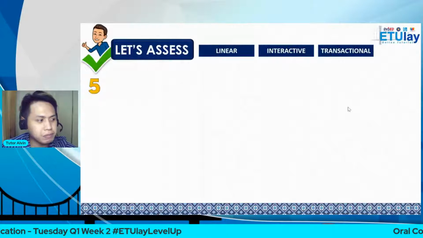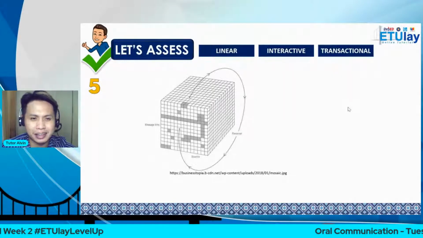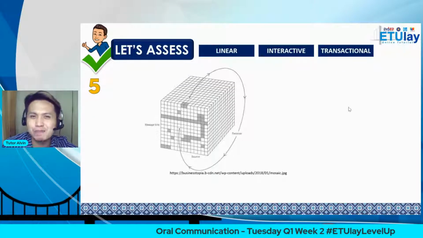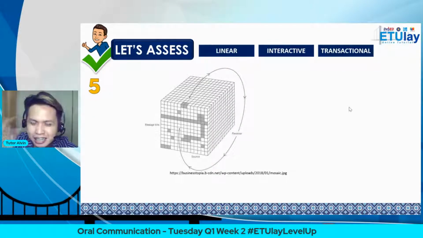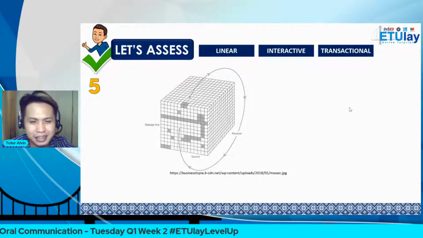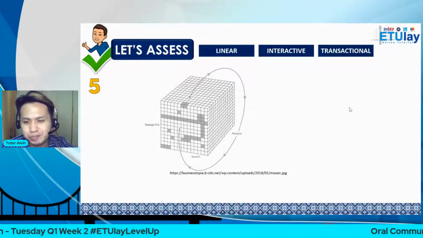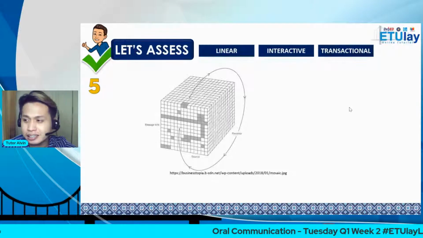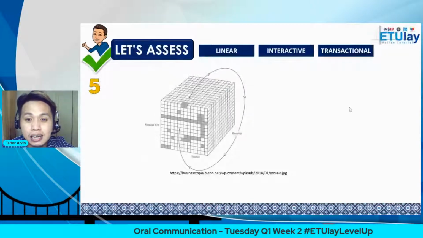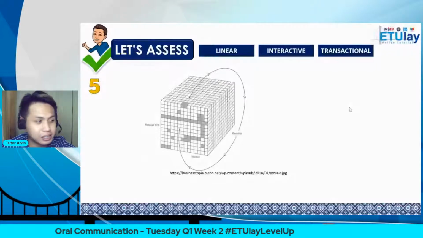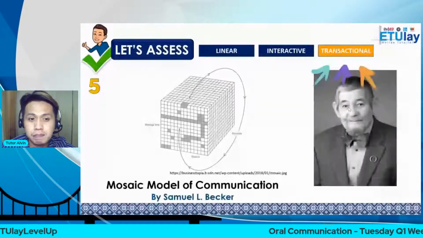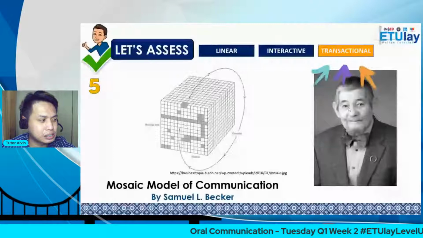Down to number five. Okay, our clue here is, when the model is too complicated, we already know where to place it, right? For example, this one. This is a transactional model. And this is the Mosaic model of communication by Samuel Becker. Sam Becker.